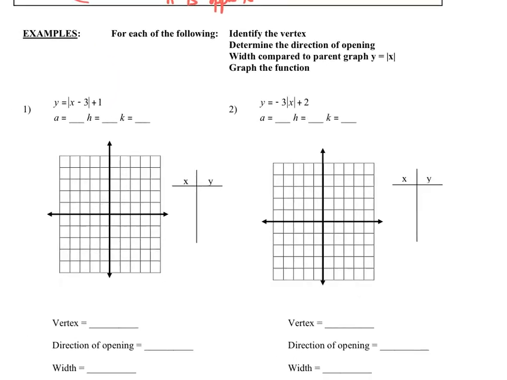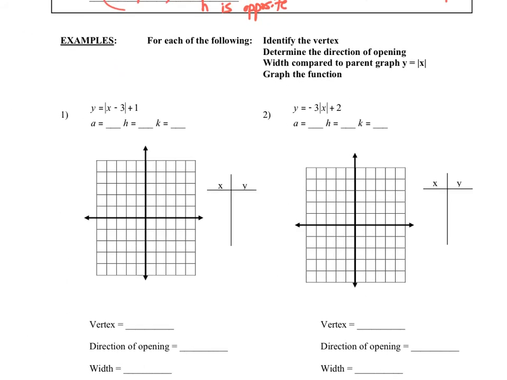So if we look at the examples, identify the vertex, determine the direction of opening and the width, and then graph the function. So in number 1, a is the value in front. So the number in front of the absolute value, there's nothing there. That would be a 1. It's kind of like when you have just x, it's 1x. Okay. h is the number inside. So here's a. h is inside and it's always opposite. So what's the opposite of a -3? +3. And then k is the number at the end outside. So k is 1.